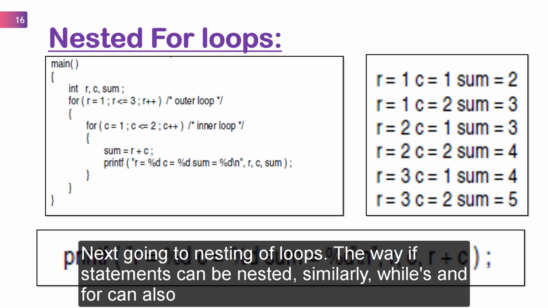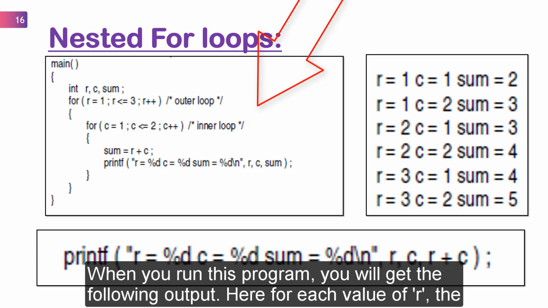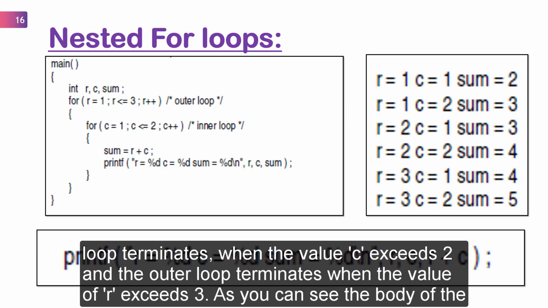Next, going to nesting of loops. The way if statements can be nested, similarly whiles and fors can also be nested. To understand how to nest the loops, look at the program given below. When you run this program, you will get the following output. Here, for each value of r, the inner loop is cycled through twice, with the variable c taking values from 1 to 2. The inner loop terminates when the value c exceeds 2 and the outer loop terminates when the value r exceeds 3.